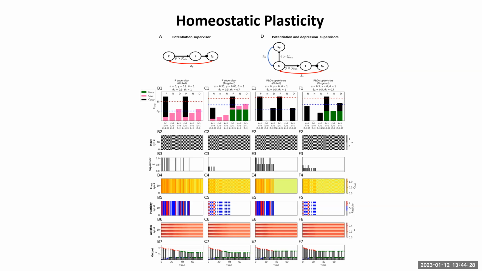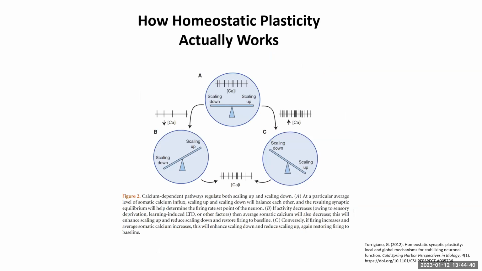Right, and I should say these use the standard mechanisms of the calcium control hypothesis. Okay, how does homeostatic plasticity actually work in biology? Not like this, but it also uses calcium signaling. So there is a totally different calcium pathway for homeostatic plasticity. At least this is what Gina Turrigiano claims. She's at Brandeis.